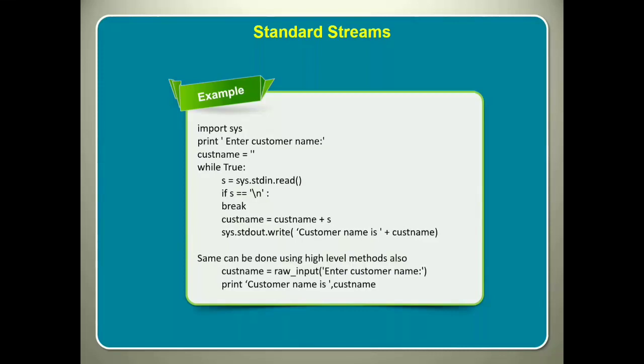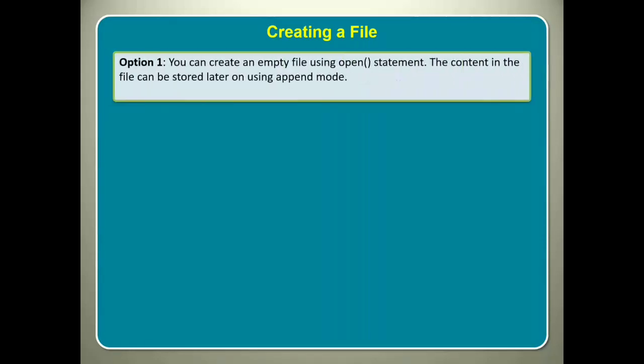Having understood all basic operations of file handling, let us move ahead to learn the various processes that can be performed on a file or files using these operations. First is creating a file. There are 2 options to create a file. Option 1. You can create an empty file using the open statement. The content in the file can be stored later on using append mode. Option 2. You can create a file and simultaneously store or write the content also.